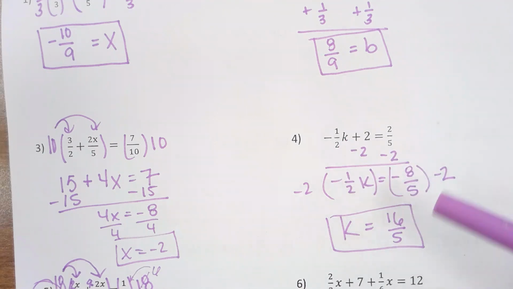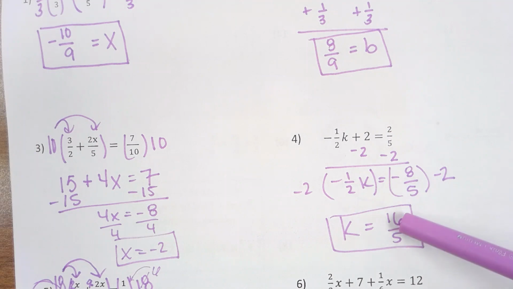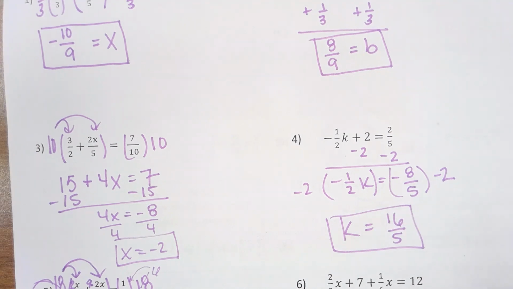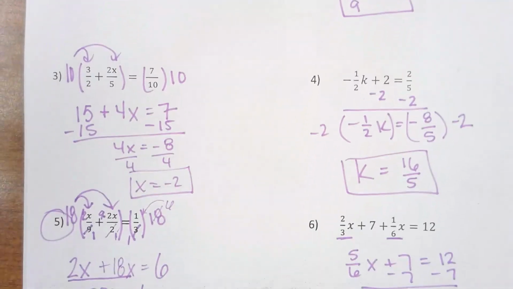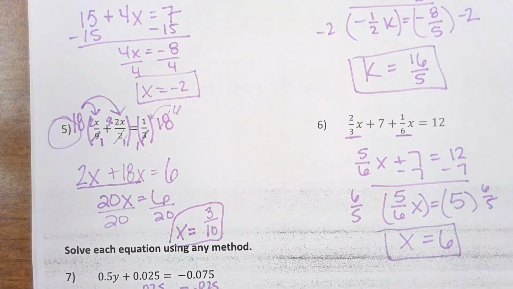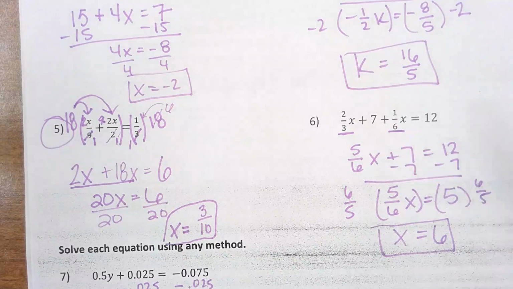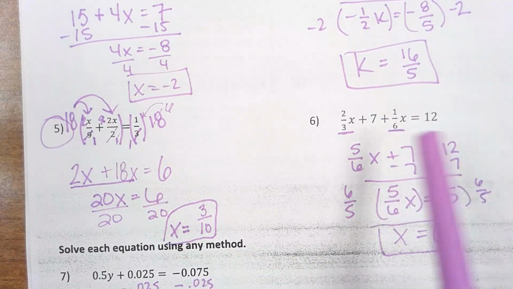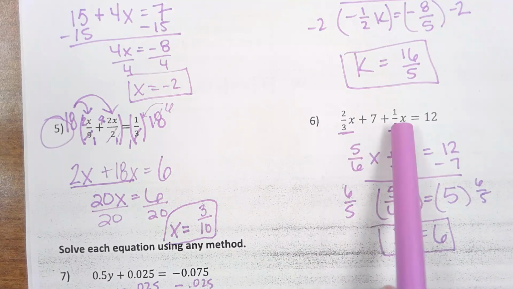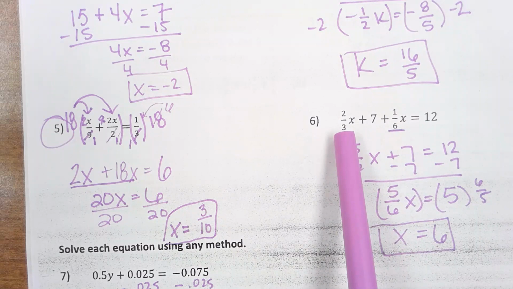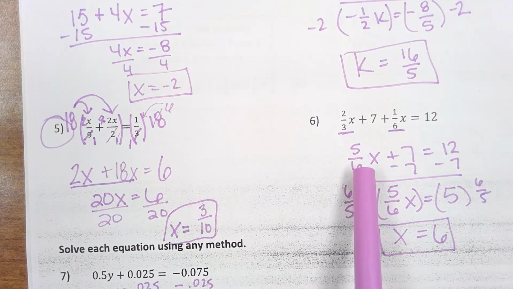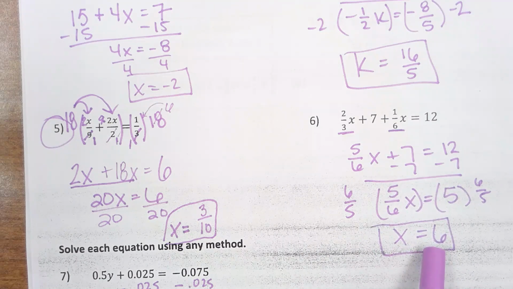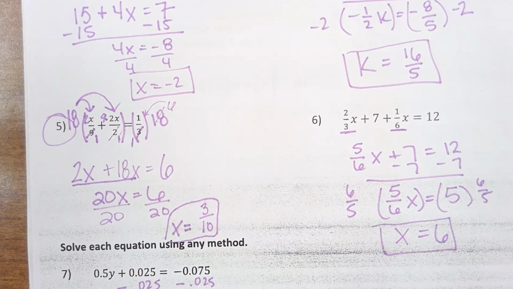Number 4, I kept the fractions in there and I just solved it like normal, and I got 16 over 5. So again, you guys can pause the video if you need to look at the steps. Number 5 we did together. Number 6, I kept all of my fractions and I just solved like normal. So the first thing that I noticed was that I could combine like terms by adding my 2/3 x and my 1/6 x to get a 5/6 x. And then I just solved my basic equation here to get 6.